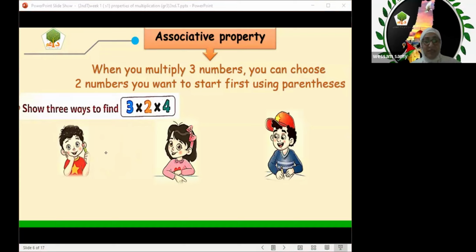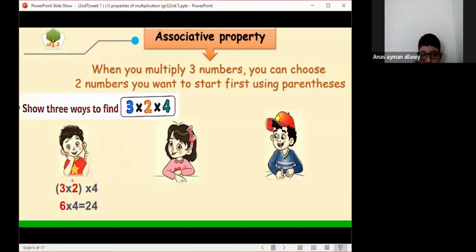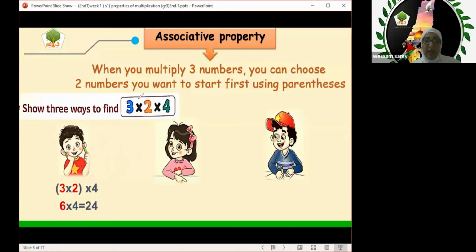Let's see the first opinion of the first student, who is Amgad. And Amgad said what? He said, teacher, I will start by multiplying 3 times 2 first. And when I get the result, I will multiply it by 4. So he put brackets or parentheses, and he said 3 times 2 and then 4. Always when we see the brackets, as your friend Anna said, it means this is the first step. This is the thing that we will do first.